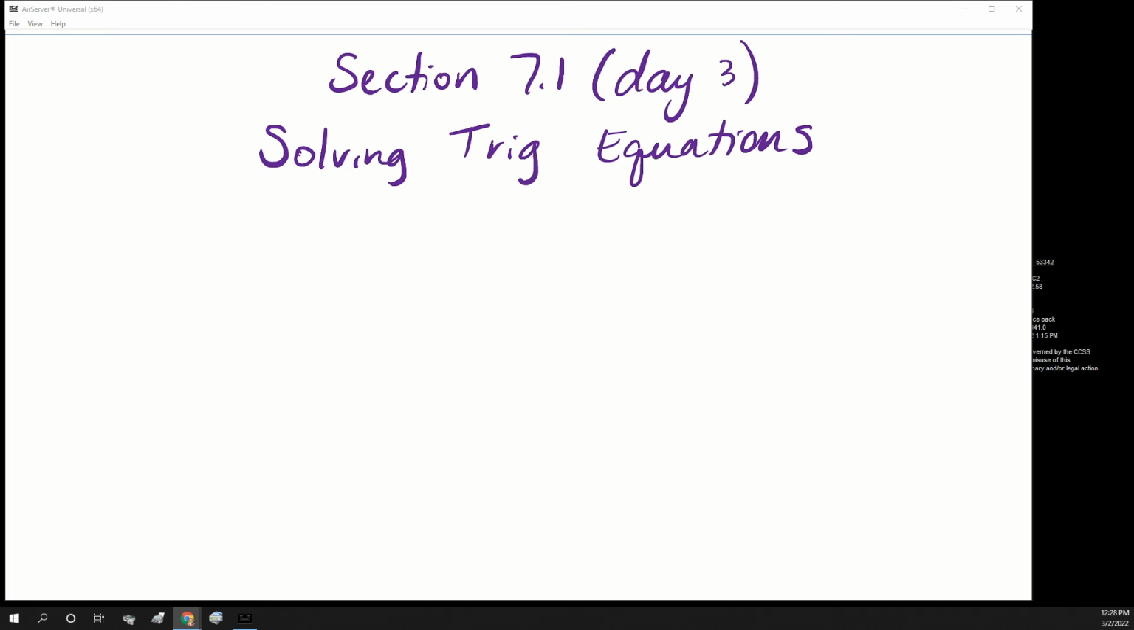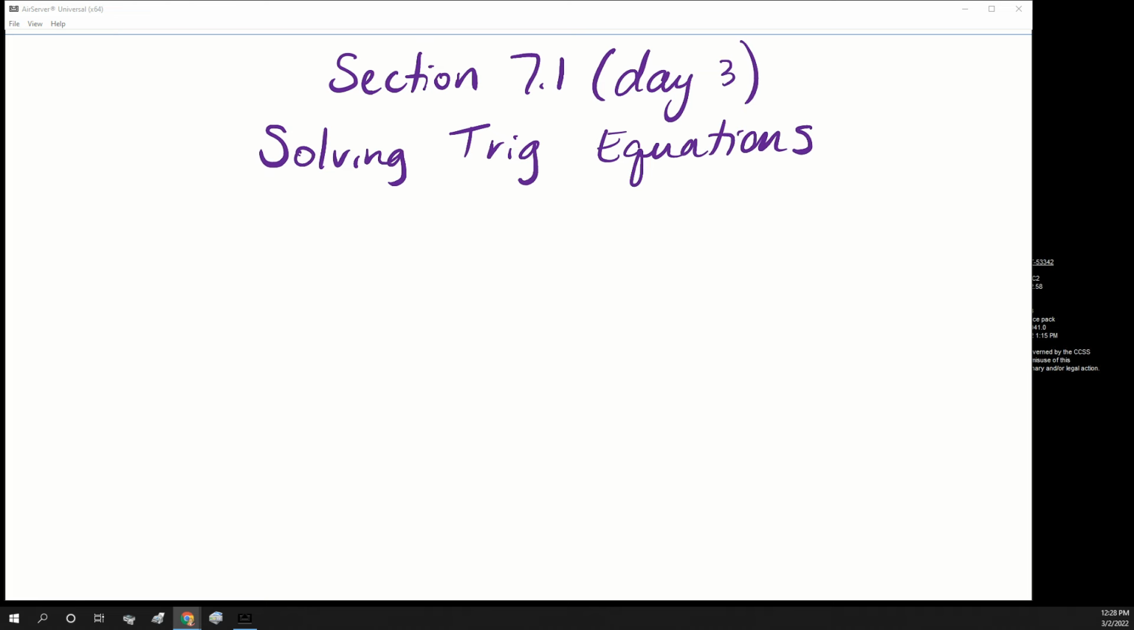So you guys have already solved trig equations. You've already taken a test over solving trig equations. These are going to be a little more complicated because you may need an identity to solve them, or you may have to factor to solve them.